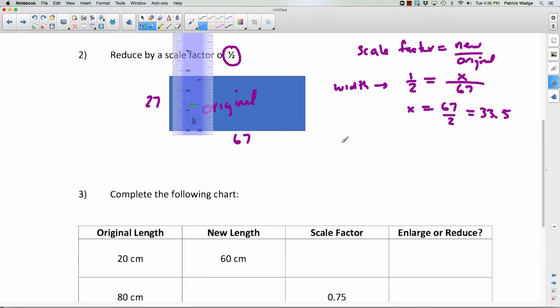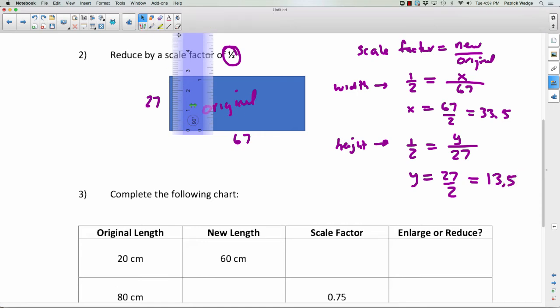How about for the height? So height, again, scale factor is 1/2. That's what it told us in the question. Scale factor is 1/2. The original height was 27, and I don't know the new height. That's what I'm trying to figure out. I'll call it y this time. You could call it x again if you want. Y equals 1 times 27 is 27, divided by 2 is 13 and a half.